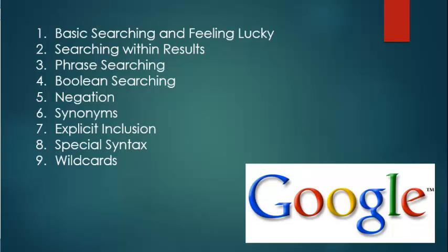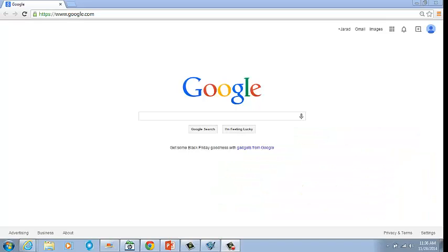Some objectives are to be able to use the Google search and the I'm Feeling Lucky buttons, to be able to search within your results, to be able to use phrase searches, Boolean words, negation, synonyms, explicit inclusion, special syntax, and wildcards. So what we're going to start with is just simple searching.